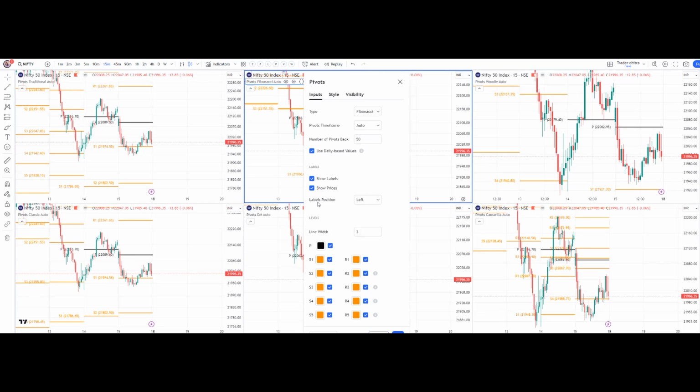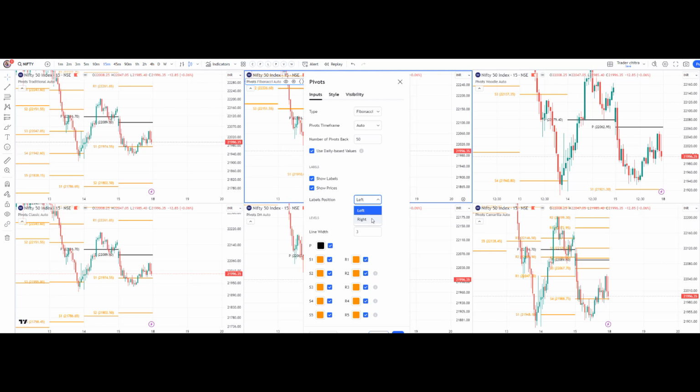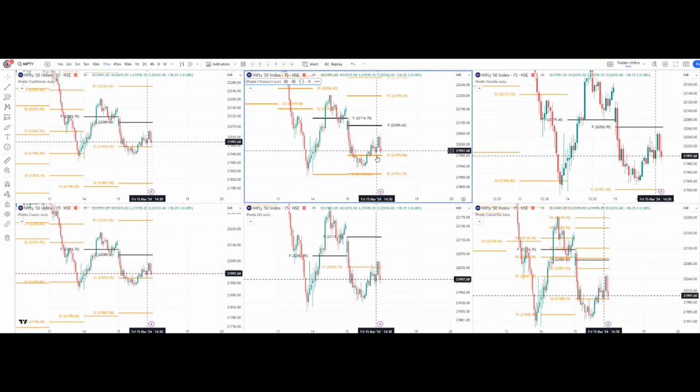Okay. And the label position is left, which means we can see the labels on the left side of the candles. If you click on right, we can see the levels, that is S1, and the prices on the right side of the candles.